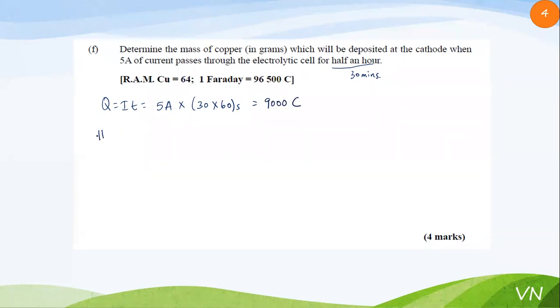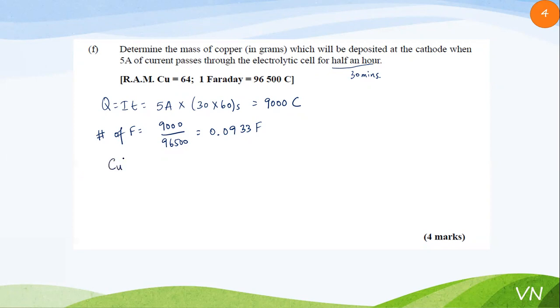So we find the number of Faradays next. Number of Faradays is equal to 9,000 divided by 96,500, which is equal to 0.0933 Faradays. So the question did not give the equation. So for those who are asking if you normally get the equation in the exam, well, this one here is showing you that you need to write your own equations at times.